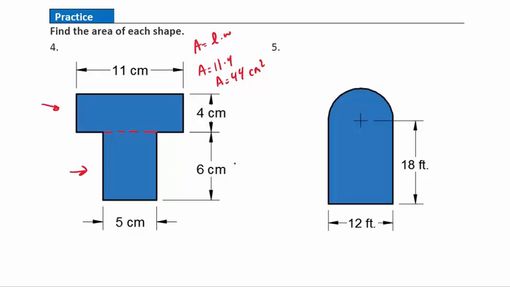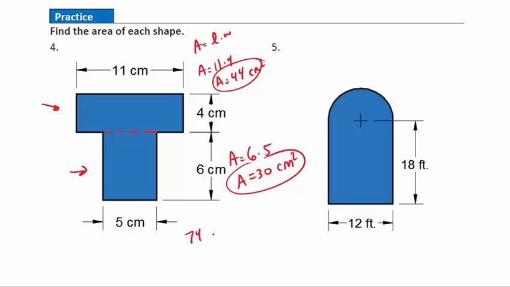Let's take a look at this other rectangle here. Looking for length and width. Looks like my length is going to be 6 and my width is going to be 5, and so the area there is going to be 30 square centimeters. So I want to add those 2 together, and that will give me 74 square centimeters for the area of that figure.